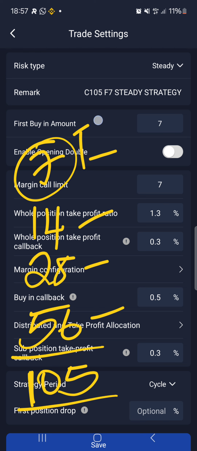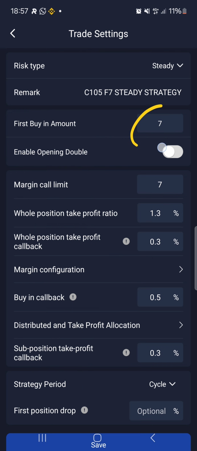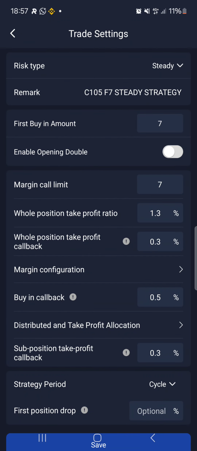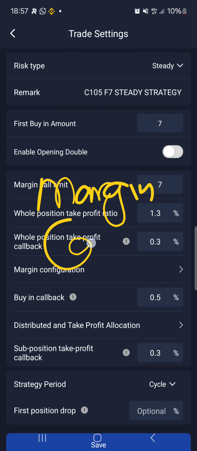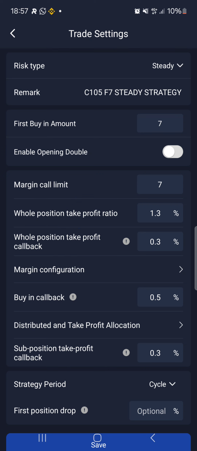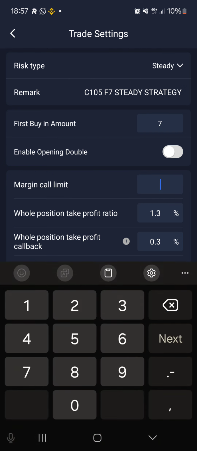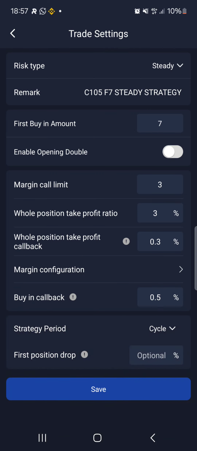The first position is FBA, first buy in amount, the one I've put here, and then the remaining 3 positions, we call them margin calls. That's why the robot is asking you here, what is the limit of margin calls I want to make? So I will put there 3. That simply means the robot is going to buy 3 more times after it gets in the market. And then how much profit do I want in terms of percentage? I'll put 3. 3 is not too much, 3 is not too small.